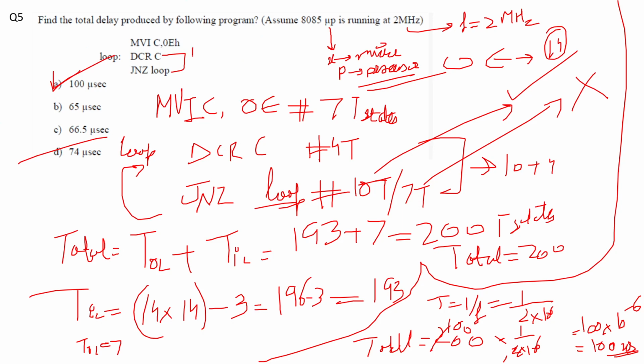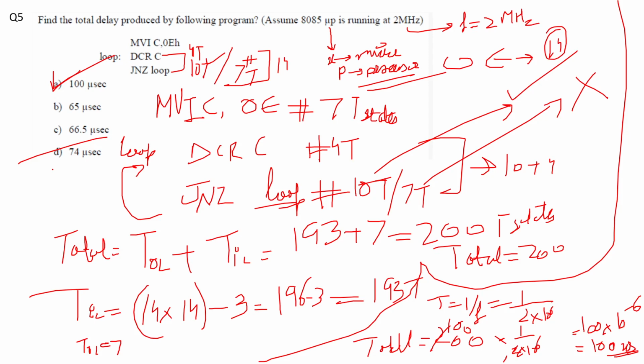Inside the loop, how many states does the decrement take? A decrement operation takes 4T, and the jump takes 10T when the condition is met and 7 when not met. So inside we have 14 states, assuming the condition is met. So I multiplied 14 by 14, the number of times the loop will be executed, minus 3 when the last condition is not met. So 196 minus 3 gives 193 states for those 14 times, and then we have the 7 states from the move immediate operation. So the total delay will be 200 T states.